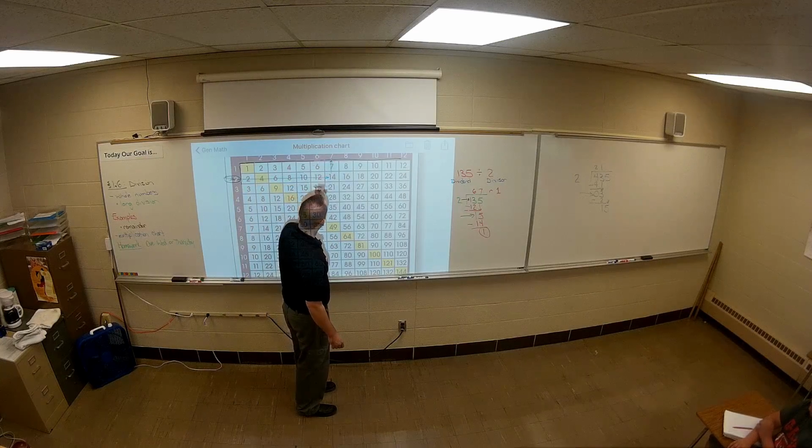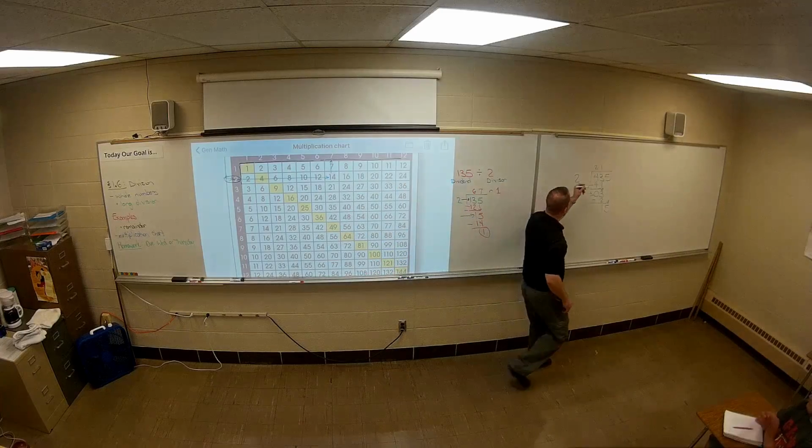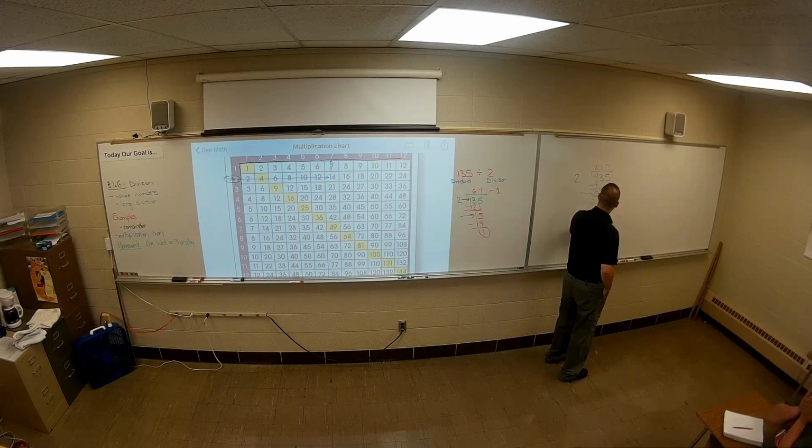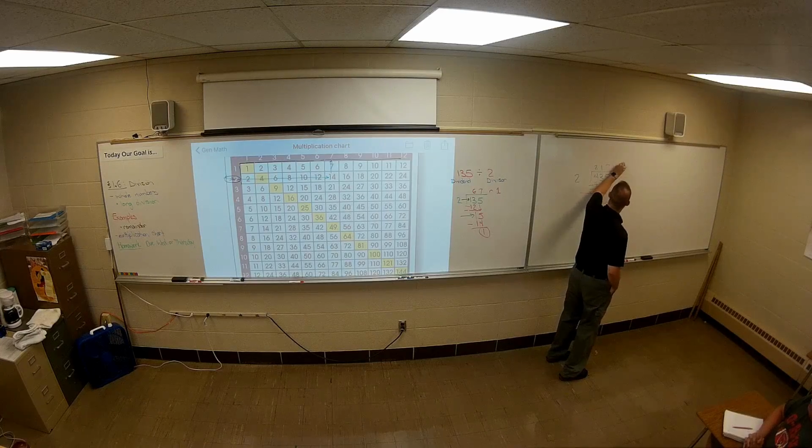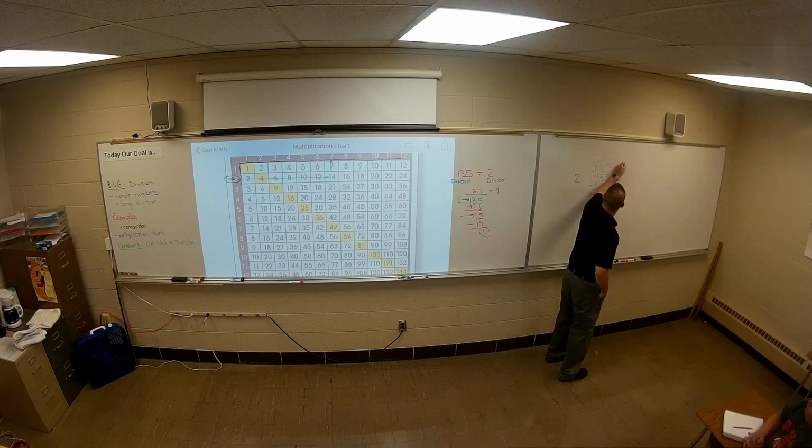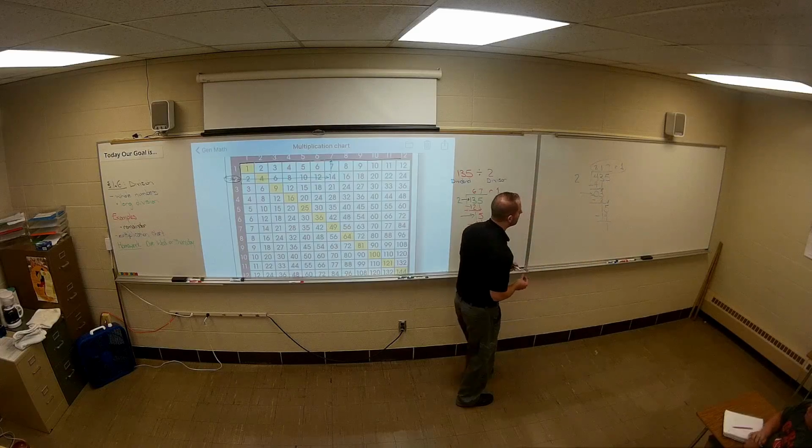What's the number I have to write on the top? 7, so I put that up here. 2 times 7 is 14. I subtract, I get 1, and that's my remainder. There's no other number, so R of 1. That's my answer: 217, remainder of 1.